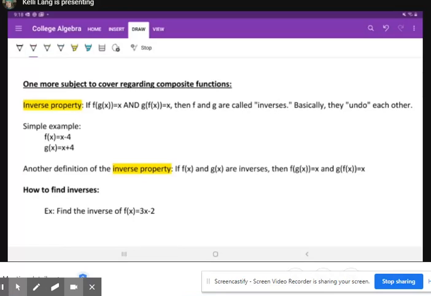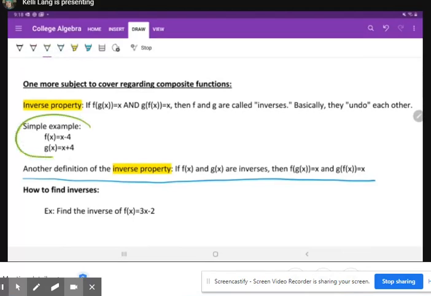So one important definition of the inverse property is if you have 2 functions, let's just call them f and g. If you can plug g into f and it spits out x, or if you can plug f into g and it spits out x, those 2 functions are called inverses of each other. Now let me explain what that means. Here's an example of 2 functions that are inverses of each other. Another way to think of inverses is kind of like they're opposites or that they undo each other.